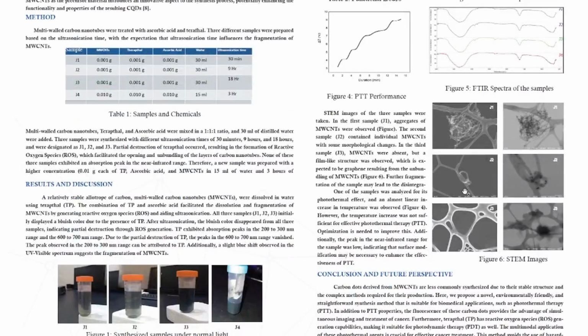We have also done STEM images of the three samples. In J1 we can observe multi-walled carbon nanotubes as such. In J2 there is a presence of multi-walled carbon nanotubes with some morphological changes, and small particles are also visible, possibly carbon dots. In J3 we could observe thin layers of graphene, and there is also a presence of carbon dots when filtering out this graphene and other large particles.